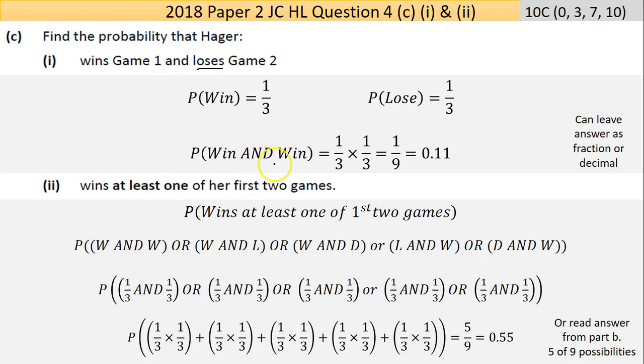Now, win and, I even made a mistake here. So it's the probability of win and lose.